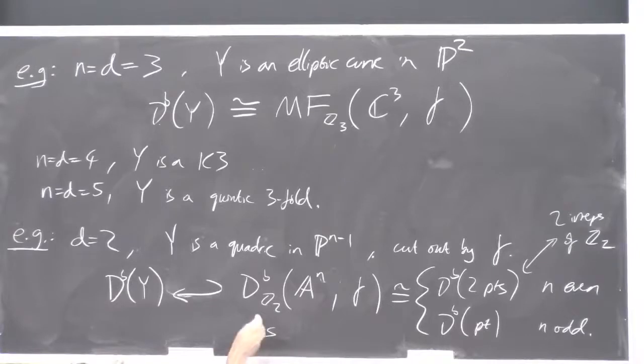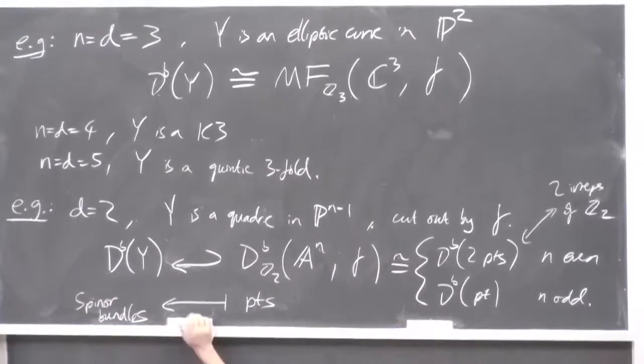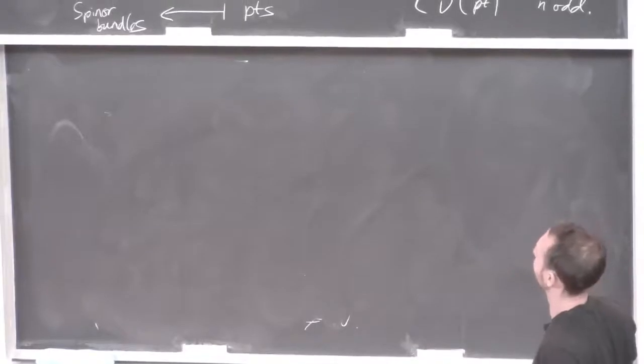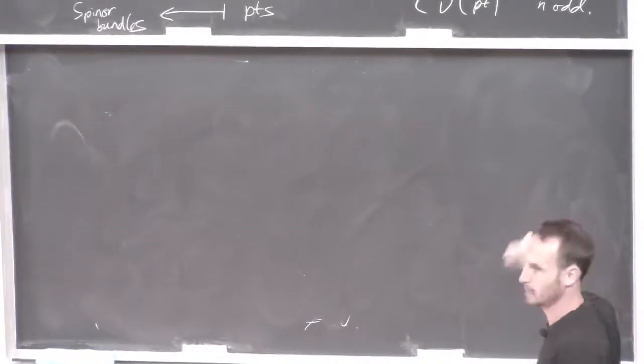So this choice of point, 1 point or 2 points, what they map to is spinor bundles on the quadric. And then you've got some other exceptional objects, which are just the line bundles coming from the ambient space.